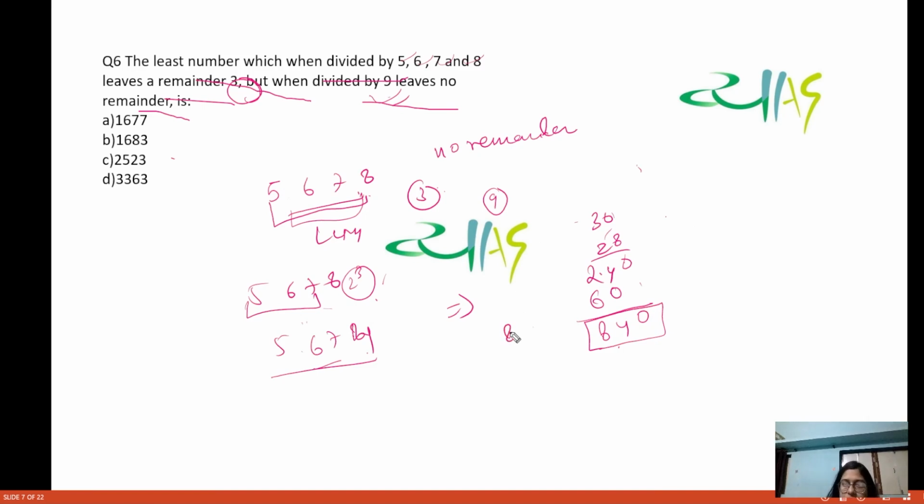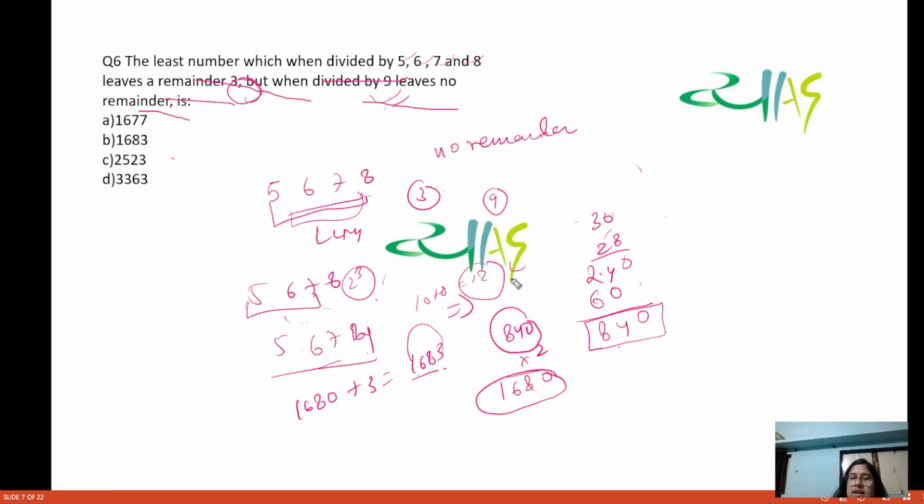You get this number 840, that is divisible by 5, 6, 7, 8. Okay, so if we do this two times, we get what? 1680. If we add 3 to this 1680, we get 1683. Now let us see whether this number is divisible by 9 or not. So add करिए, अगर addition पे ऐसा sum मिल जाता है that is divisible by 9, so we know this is divisible by 9. So this is what? 1 plus 6 plus 8 plus 3 is 18, and 18 is divisible by 9, we know that. So we can use this 1683.